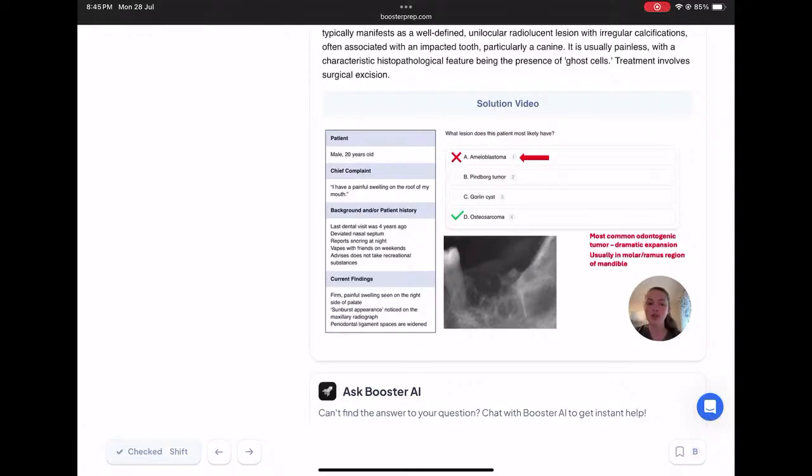And kind of the buzzword for this, in comparison to the sunburst appearance for an osteosarcoma, here we're seeing this soap bubbled presentation, and you can kind of see that in this picture here. It almost looks like a bubble bath. That's what we're seeing for an ameloblastoma.